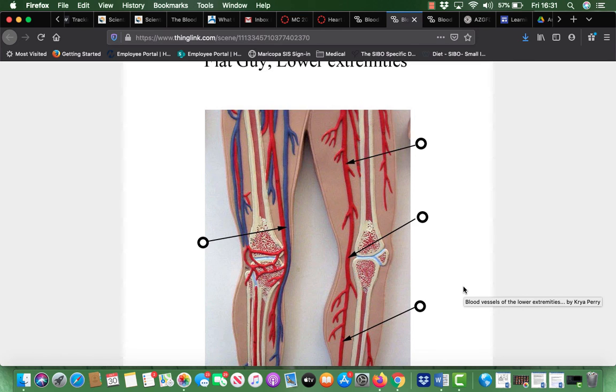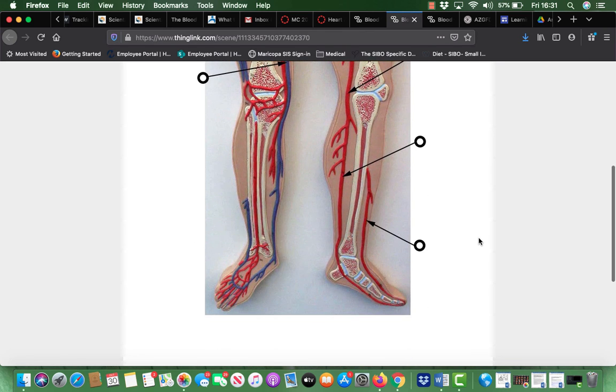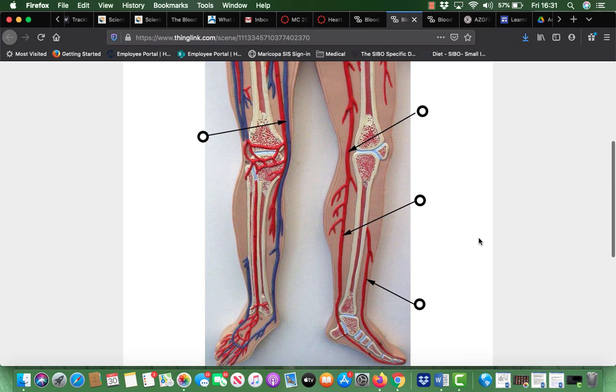Okay, so if you have any questions, please let me know. I know that arteries are challenging. I'm really hoping that this will help you. Arteries and veins are challenging, especially the systemic ones. I think the pulmonary circulation is pretty easy for most, but the systemic is really challenging.